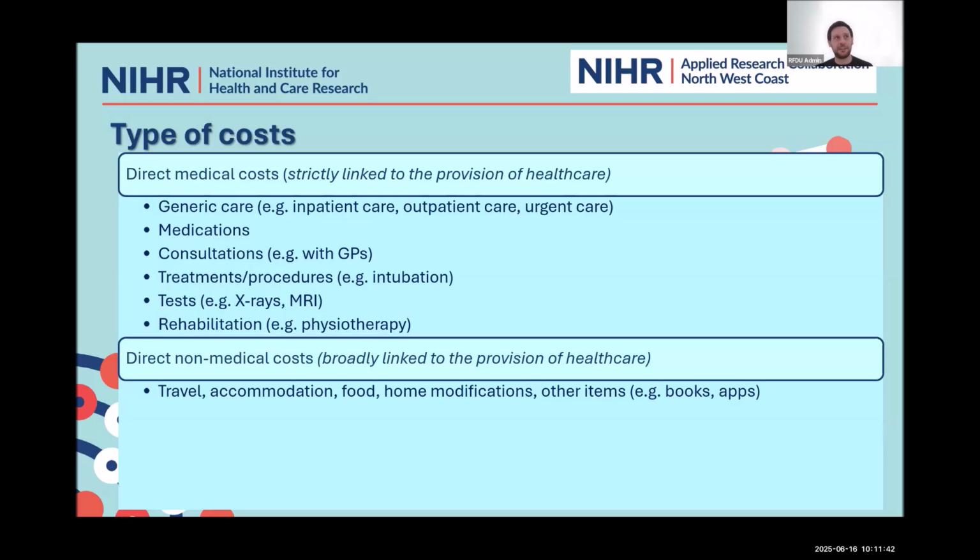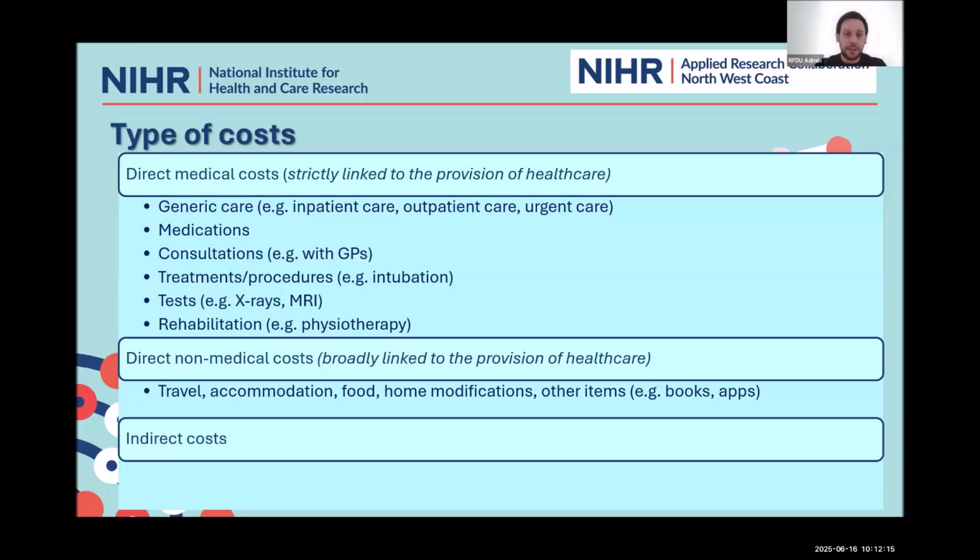So these are not really strictly linked to the provision of healthcare, but they are linked somehow to receiving some healthcare services. For example, patient travel, accommodation if the families need to stay in a nearby hotel, food which might be provided by the hospital, or modifications when the patient goes back home, they might need to make some modification, for example, to some part of their houses, like the shower or the stairs. So these are all direct non-medical costs.